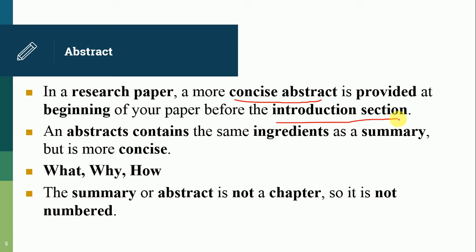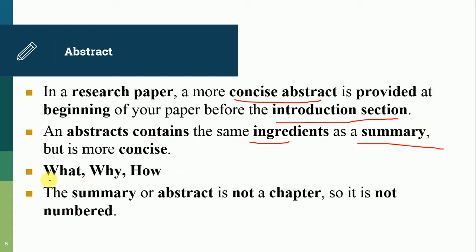An abstract contains the same ingredients as a summary. As I said before, the abstract is a short summary of your report, but it's more concise. A summary can be written in 2, 3, 4 paragraphs, while the abstract should come in one paragraph. It should be from 150 words up to 300 words, not more than that.